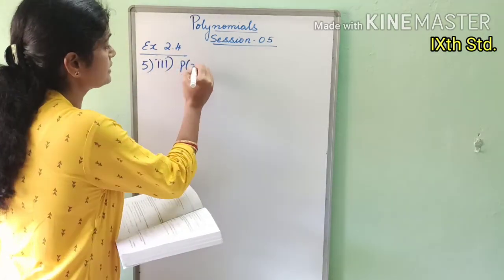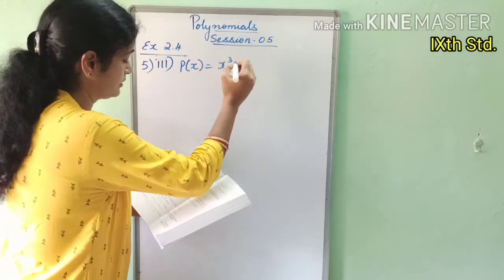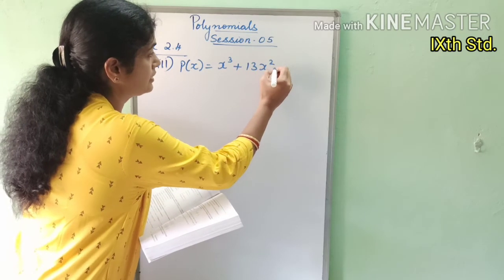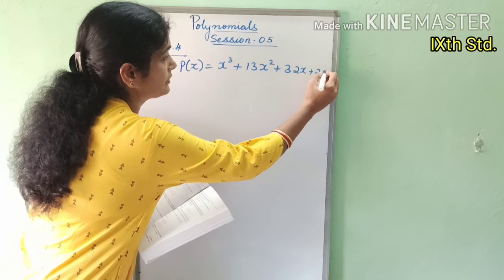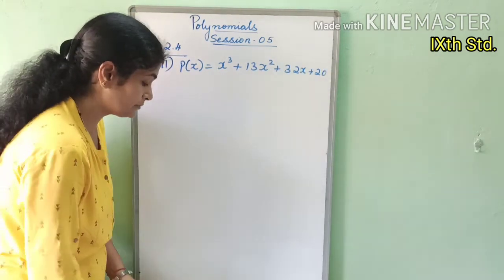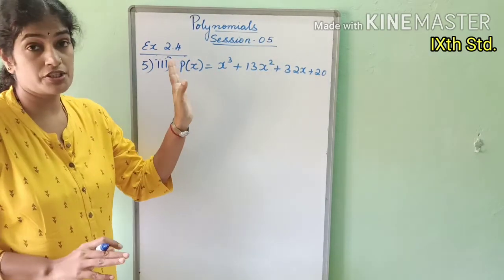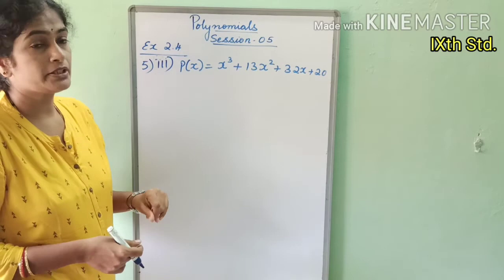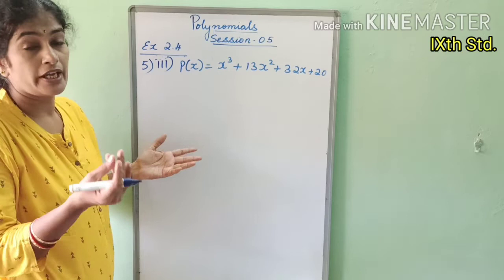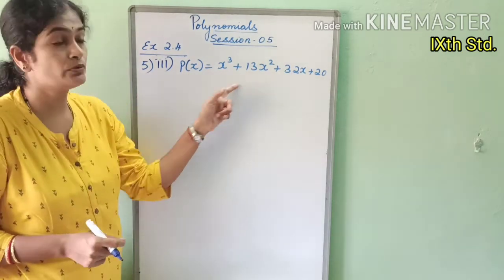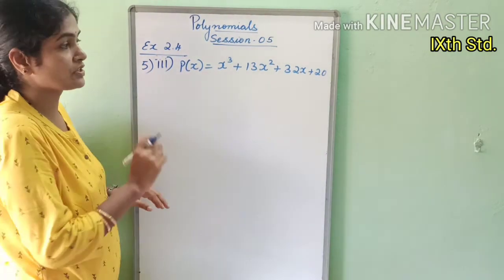p of x is equal to x cube plus 13x square plus 32x plus 20. So whenever all the terms of p of x are positive, when you are doing the trial and error method to find one of the zeros, if you take p of 1 or p of 2, any positive value for x, then you will not be getting the zeros. Okay, that is a general observation we have made.